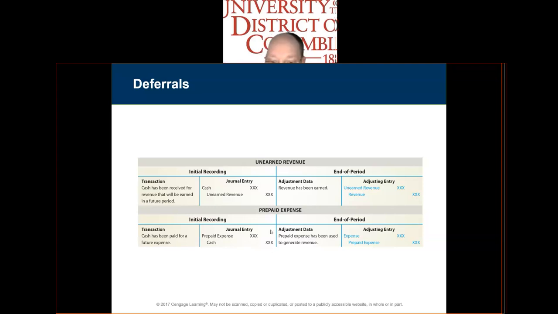Now, the year goes by, and I've consumed the insurance. So in order to represent the consumption of that insurance, I increase my insurance expense by debiting insurance expense and by crediting prepaid insurance expense to reduce the prepaid expense.